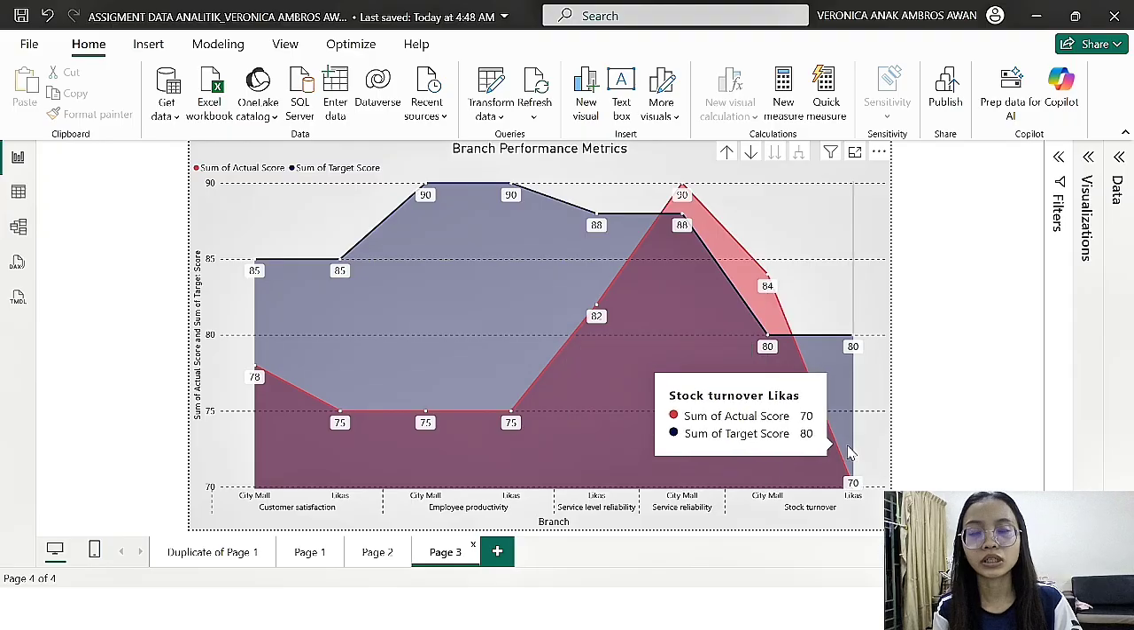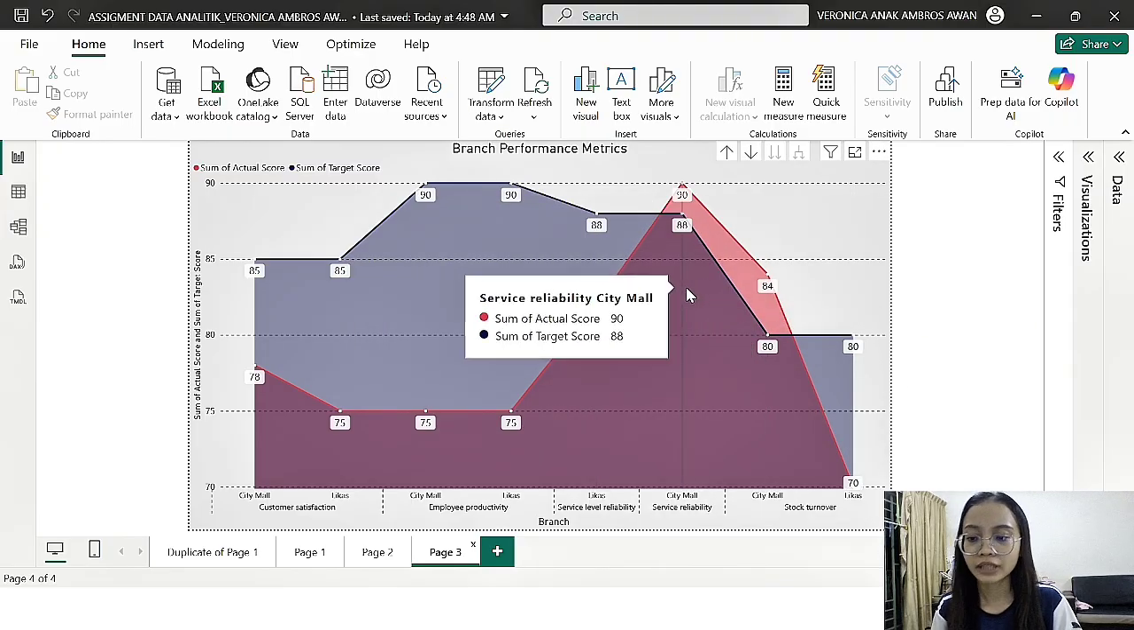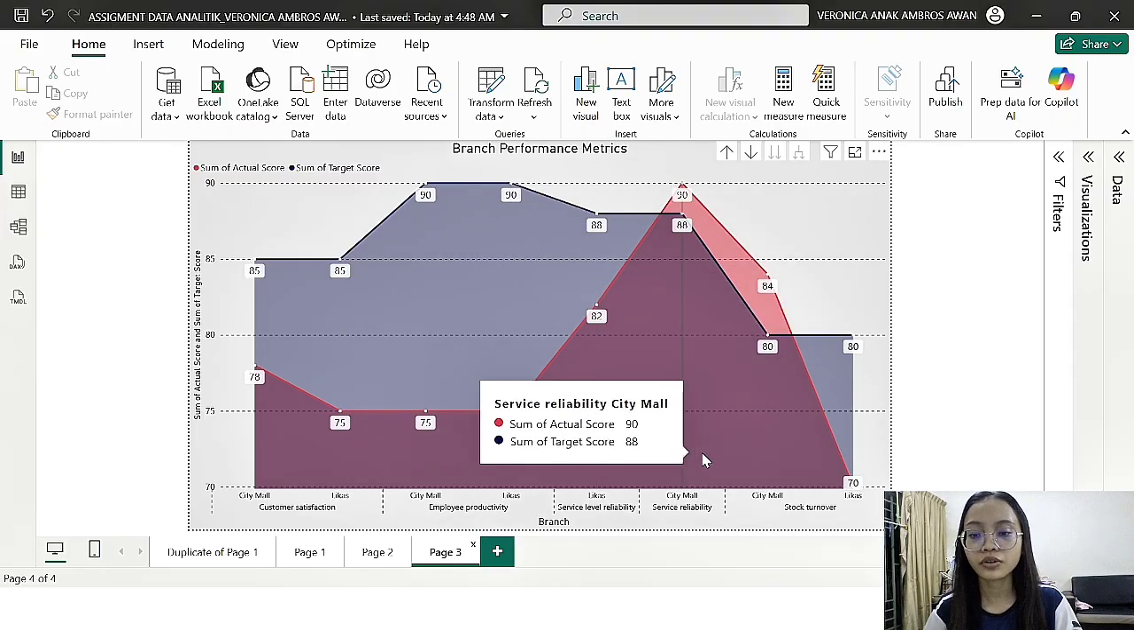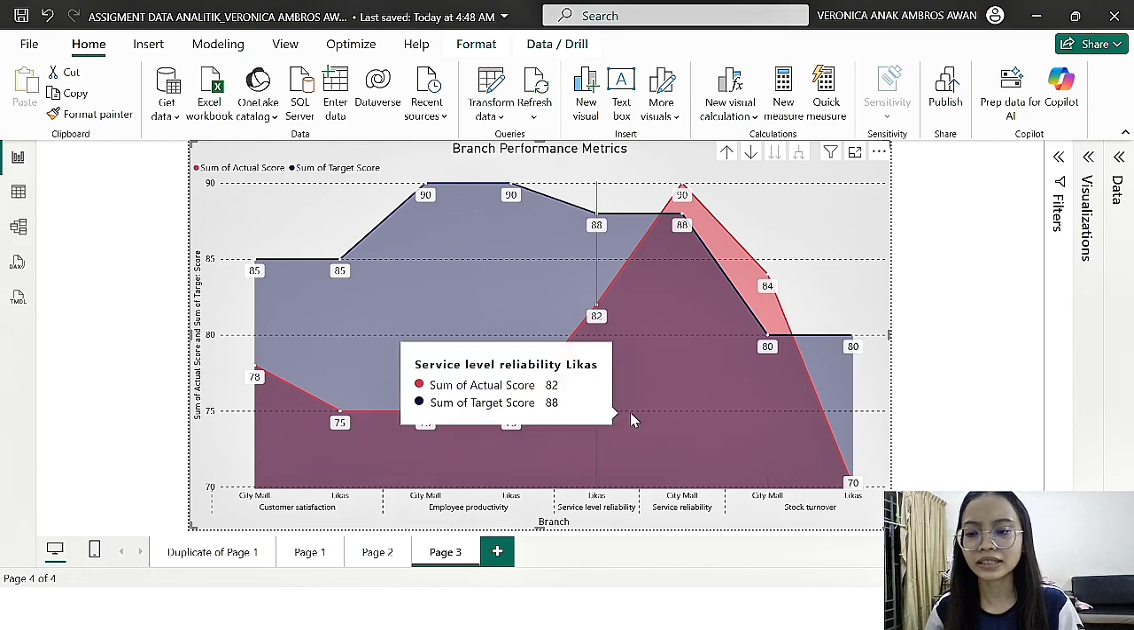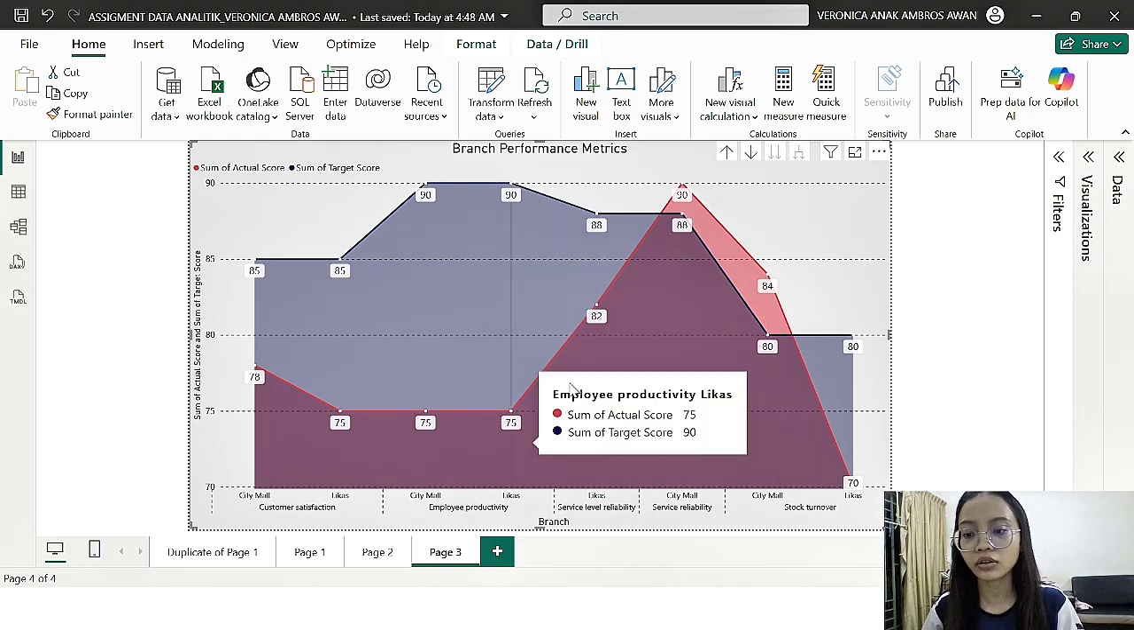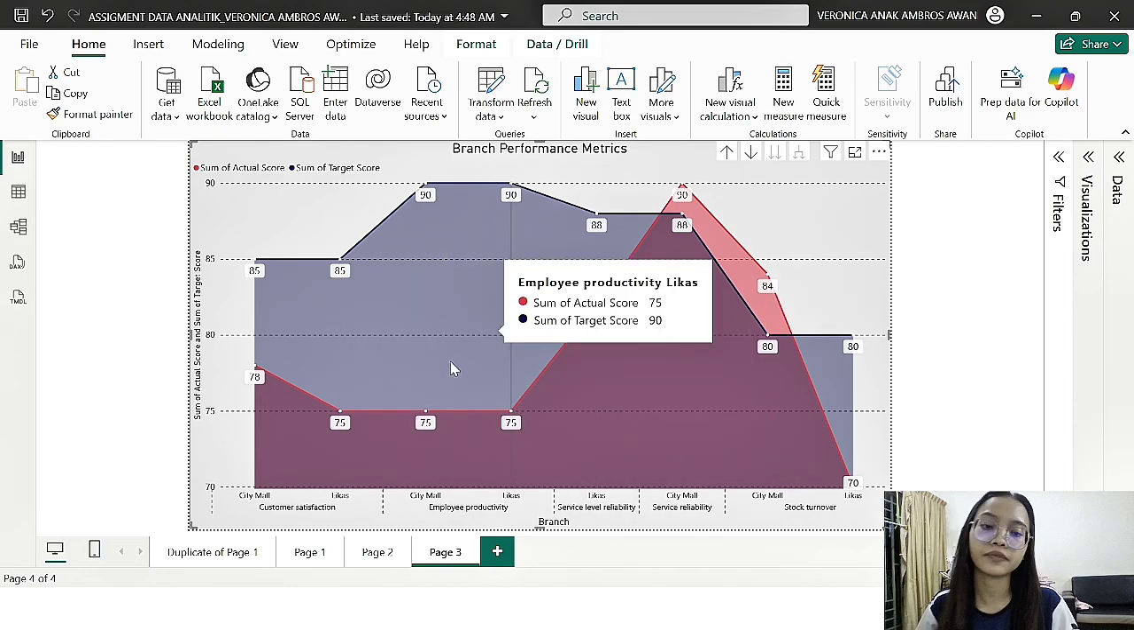When we put this all together, we can see that City Mall is more resilient because at least service and stock are strong, and Likas is less resilient because problems appear in almost every area.